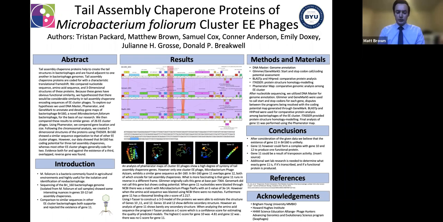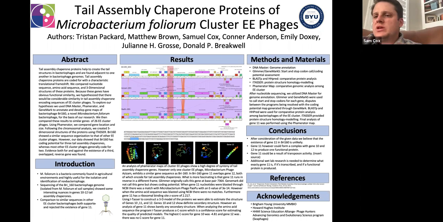The I-TASSER software also gives us what is called a C-score, which is just a confidence value of how predictive this structure really is for the true protein. For genes 10 and 12, it returned a C-score of 4.81, and that's a fairly high confidence level. But there was no C-score for gene 11, which sheds doubt on the total existence of this gene at all in the genome.